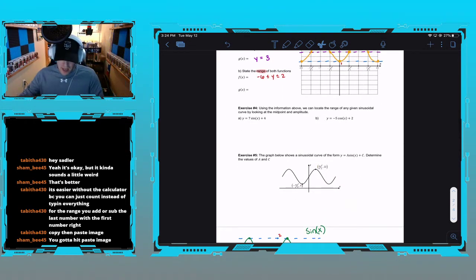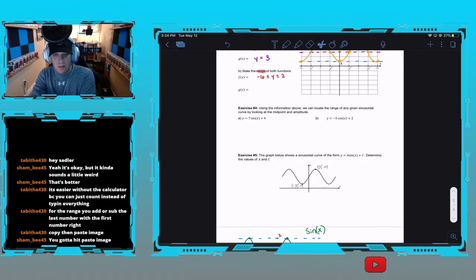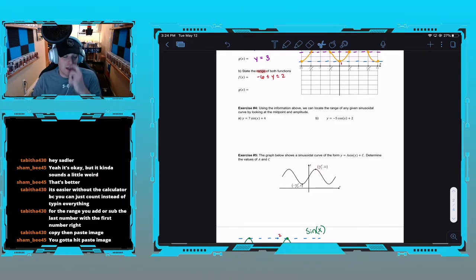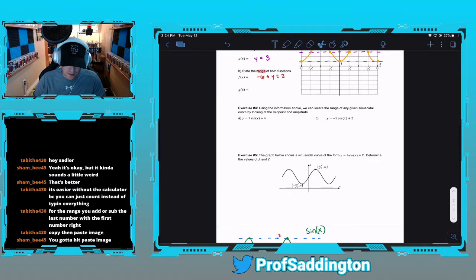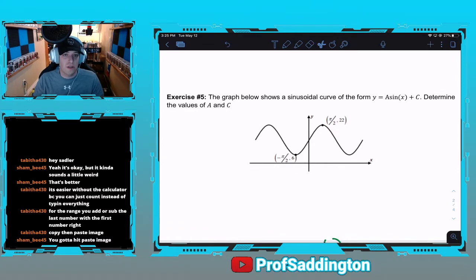So, that being said, I'm going to scroll down to number 5 first, because number 5 is the same type of question we just did, except it's working backwards. This time I gave you the graph, and I'm going to have you guys go backwards and tell me what the midline and the amplitude are. So it says, the graph below shows a sinusoidal curve. Sinusoidal just means it could be sine or it could be cosine. We don't really know. We can make a guess at it, but you can't assume.